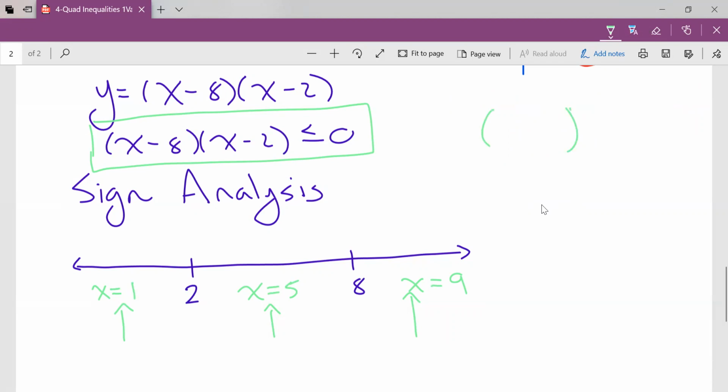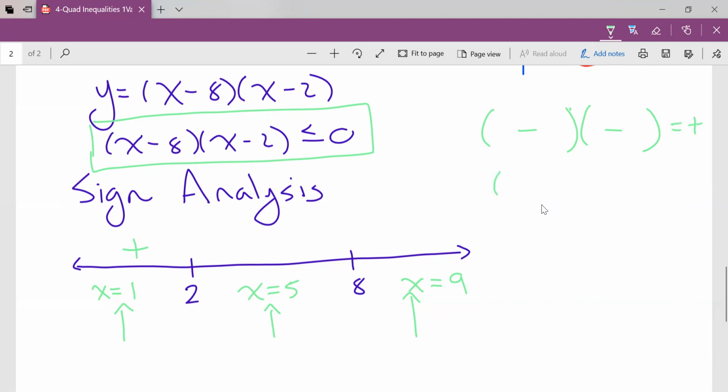1 minus 8. Well, 1 minus 8 is a negative. I don't care that it's -7. It's just a negative. I stick in 1 into the second set of parentheses, the second factor. 1 minus 2 is a negative. Well, what's a negative and a negative? A negative times a negative is a positive. That's a positive. Okay, let's keep going.